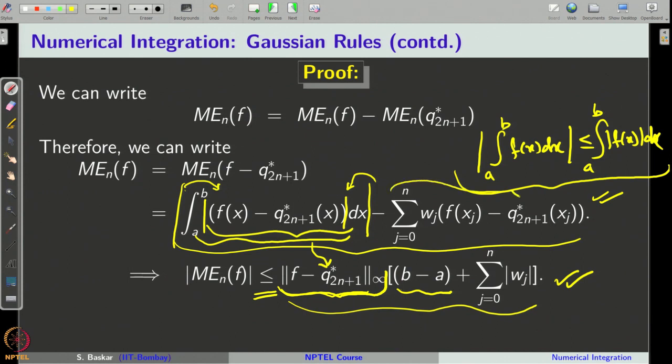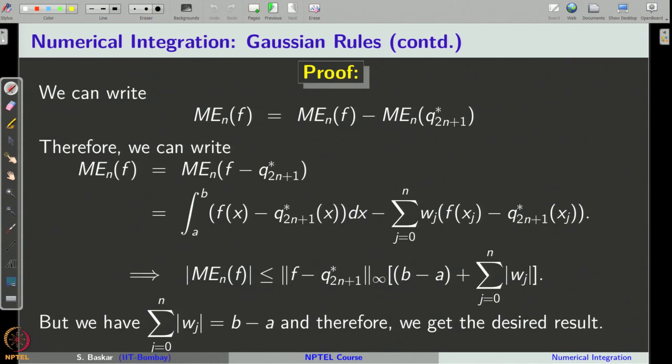And you can also see that this term can be dominated by this. That is not a difficult thing. Of course, you take the modulus and then take the modulus inside the summation, okay? And then you get this. I hope you can do this without any problem. And now you can see that all these weights with the modulus will sum to the length of the interval b minus a. So, that is what is very interesting. Once you put this into this term, you will get back the inequality that we want to prove.